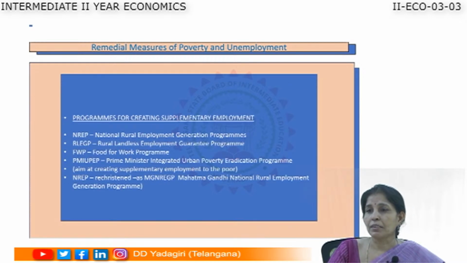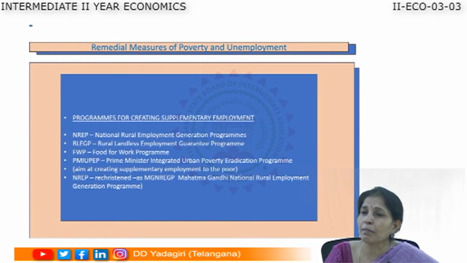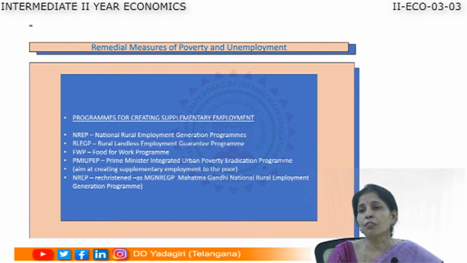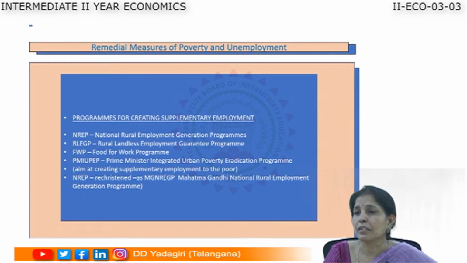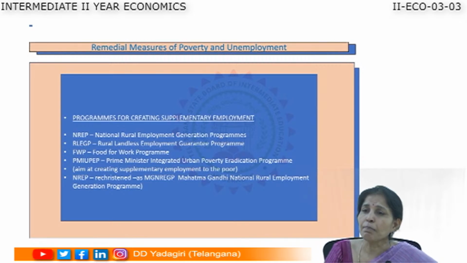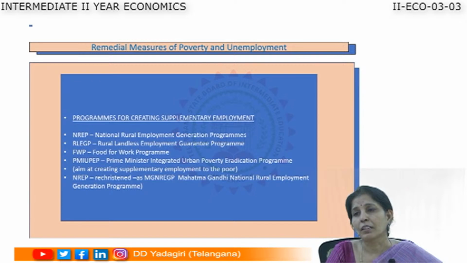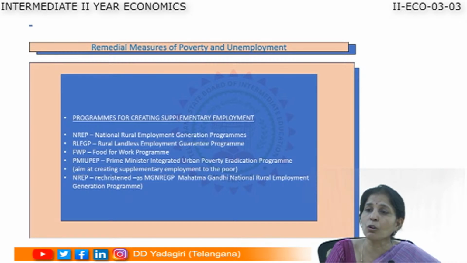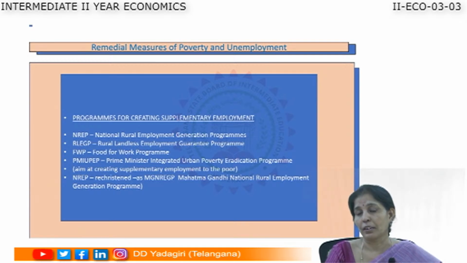The next one we have is programs for creating supplementary employment opportunities. We have NREP, the National Rural Employment Generation Program, Rural Landless Employment Guarantee Program, and Food for Work Program. So what exactly is this particular Food for Work Program? Under this program, when the workers are paid the wages, some part of the wages is paid with the essential or staple food grains, that is either rice or wheat, along with the wages, and also support for the upliftment of the rural people.